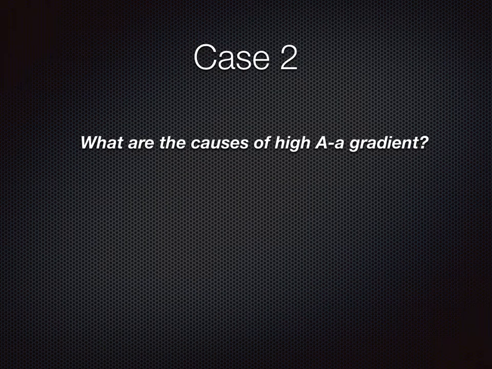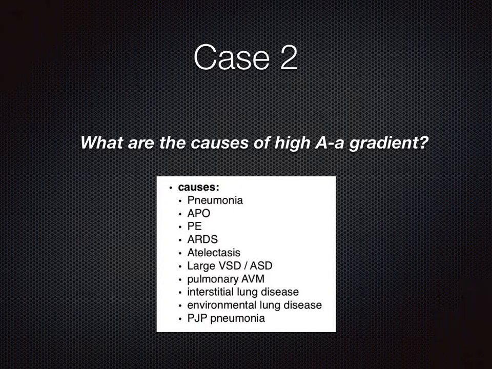The other question they may ask in this situation is, what are the causes of high AA gradient? A long list: pneumonia, APO, PE, ARDS, atelectasis, large VSD, ASD, pulmonary AVM, interstitial lung disease, environmental lung disease, or PCP pneumonia. So that's a quick case about PCP pneumonia.